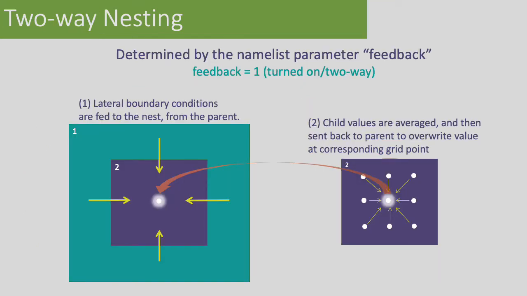You can also choose to use one-way or two-way nesting at runtime. This is determined by the namelist parameter called feedback. For two-way nesting, you'll set feedback to 1, which turns it on in the namelist. With two-way nesting, the lateral boundary conditions are fed to the nest from the parent, and the values in the child domain are averaged to the corresponding point in the parent domain. And these values are then used to overwrite the parent value before the model moves forward.